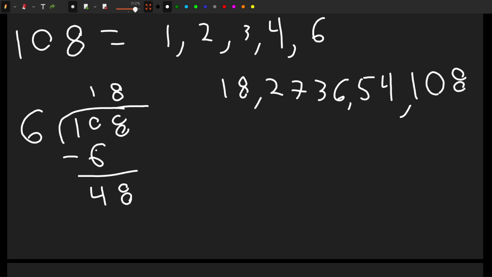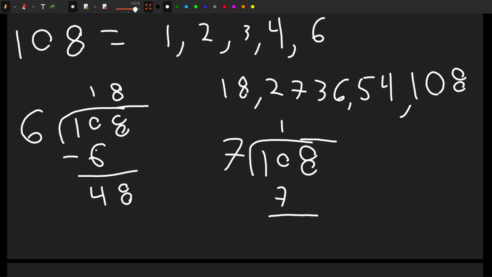Is there anything else? Let's see, can 108 be divisible by 7? Let's try that. Simply, we just have to divide it out. There's actually not a trick for dividing by 7, so you just have to divide it out. 7 goes into 1 0 times, 7 goes into 10 once. I'm left with 7. I'm left with 38.